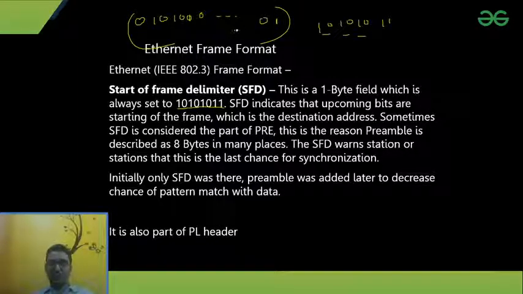So this is how the preamble and the SFD are present in the header of the frame. They are present at the beginning of every frame. As soon as the receiver or every node understands that this was the preamble and this is the SFD, they will know that after this the other things will be coming for a new frame. This is a 1 byte field which is always set to this. SFD indicates that the upcoming bits are the start of the frame, which is the destination address.